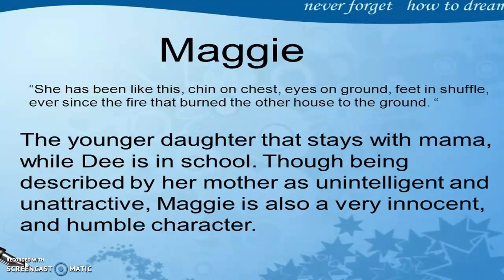Maggie has been like this, chin on chest, eyes on the ground, feet in shuffle ever since the fire that burned the other house to the ground. She is the younger daughter that stays with Mama while Dee is in school. Though being described by her mother as unintelligent and unattractive, Maggie is also a very innocent and humble character.